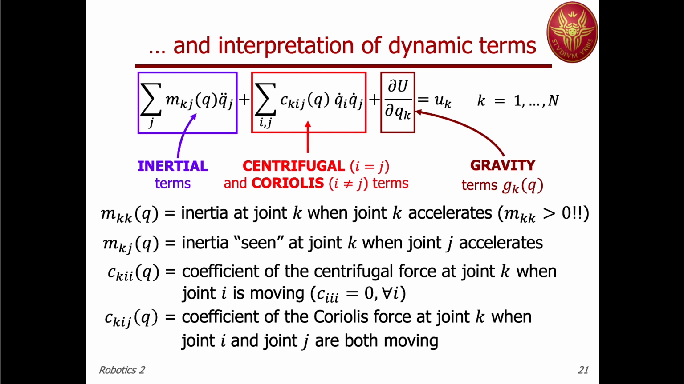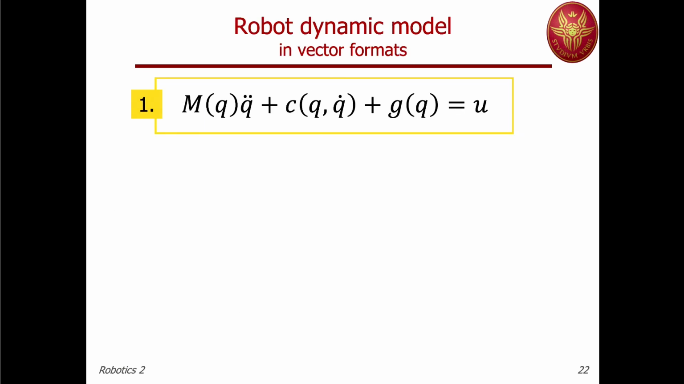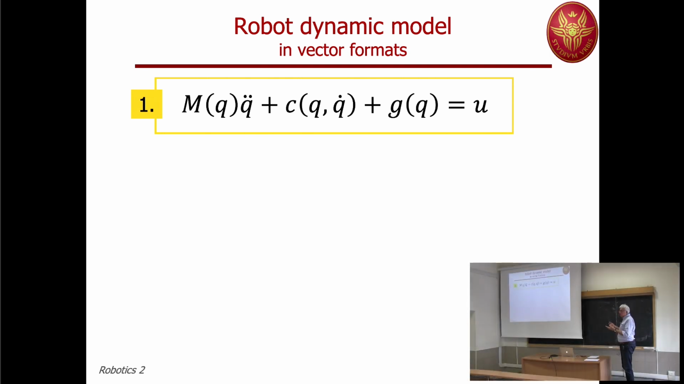So in fact, it will be the complete kth row of matrix M multiplying the full vector q double dot. If you stack the n equations, from k going from 1 to n, you will end up with the first part: the inertia matrix times the acceleration vector. Now, all quadratic terms in the velocity are collected into a vector, which is a function of q and of q dot, and we know already that this vector will be quadratic in q dot.